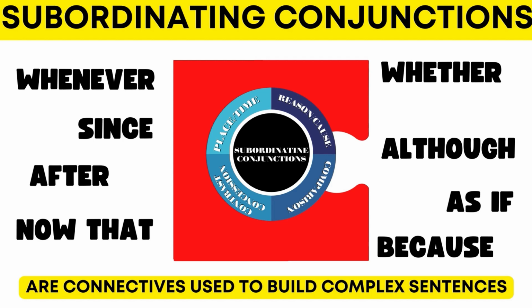Things that give us a comparison are things that bring contrast. Now, there are a huge amount of different types of subordinating conjunctions, but the more you use them, do a search for them on Google, you will find more connectives that you can use to build your complex sentence. Words like whenever, since, after, now that, whether, although, as if, and because. So let's look at the structure of the sentences.